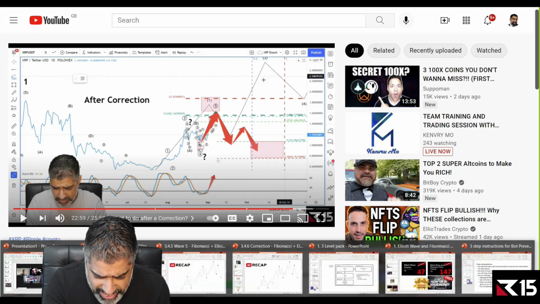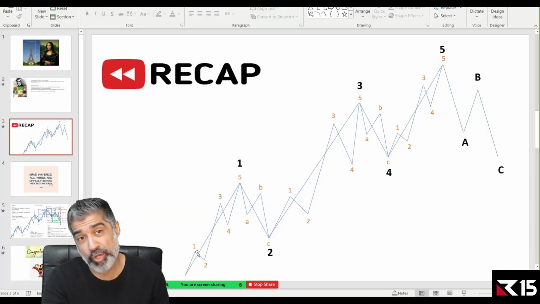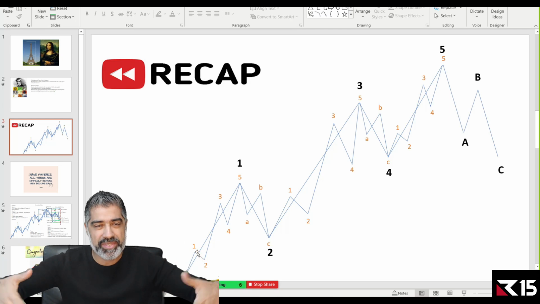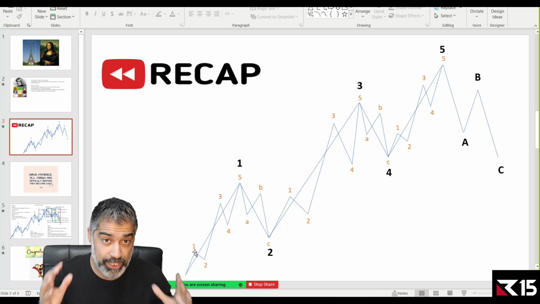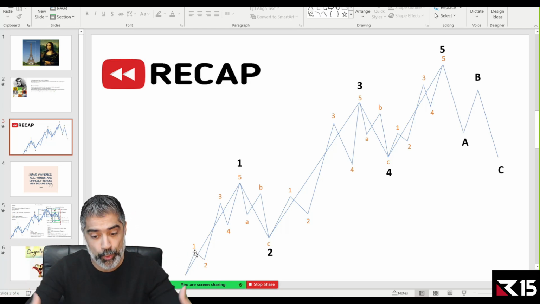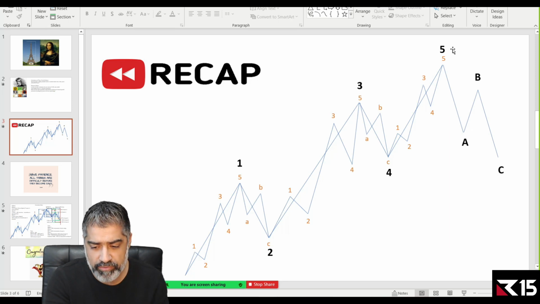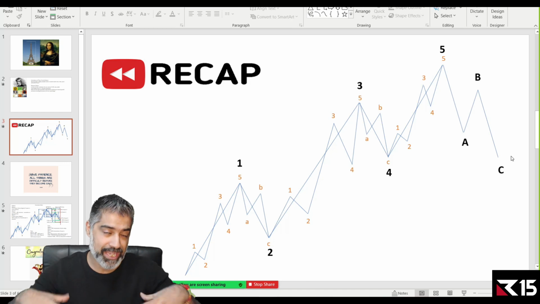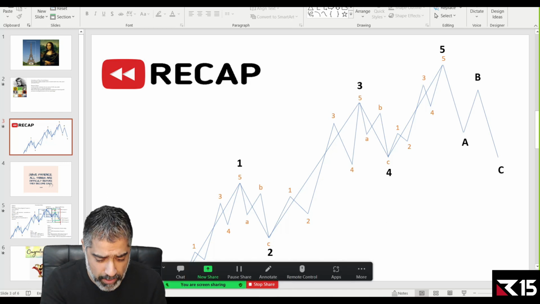But just a quick recap. This is how charts tend to unfold, and we're looking for these patterns. Often, it's around 50% of the time we'll see these patterns, and when they do unfold like this, we want to use that information. 1, 2, 3, 4, 5 to the way up, and then we expect an A, B, C correction. That's what we're going to look at with reference to XRP today.